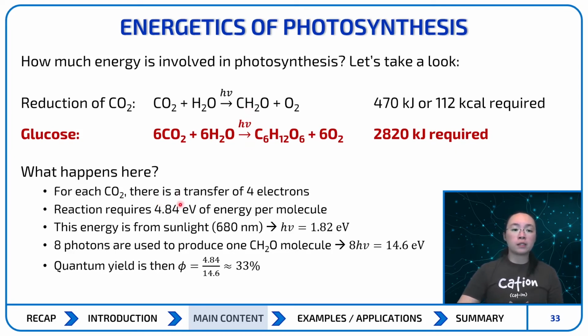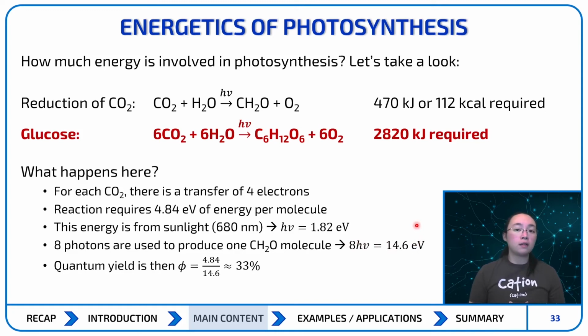For each carbon dioxide, there's a transfer of 4 electrons. The reaction requires 4.84 electron volts of energy per molecule. This energy comes from sunlight, 680 nanometers, and each photon provides 1.82 electron volts. If we require 8 photons to produce one CH2O molecule, we end up with 8 hν equals 14.6 electron volts.